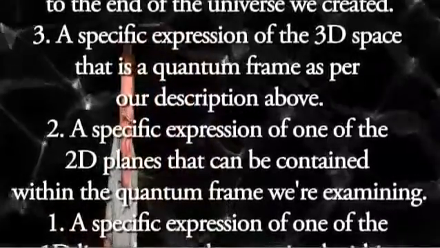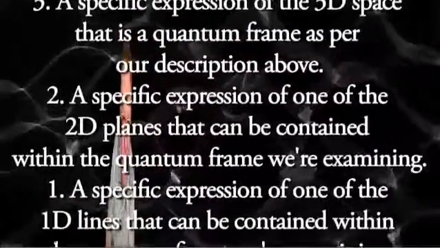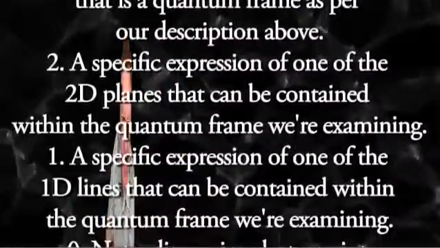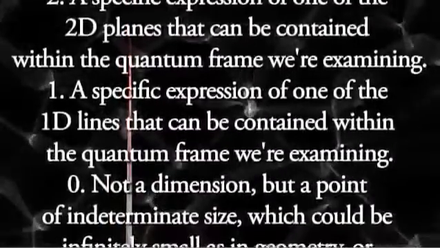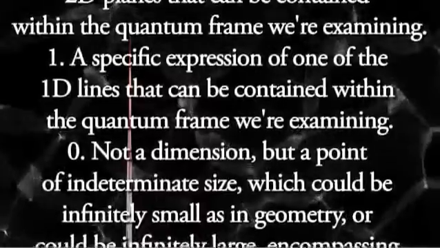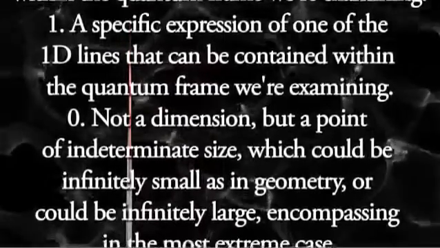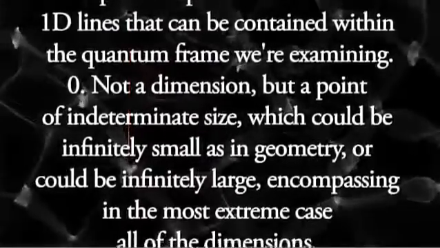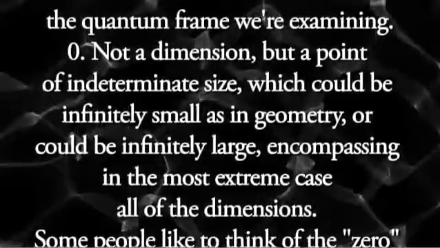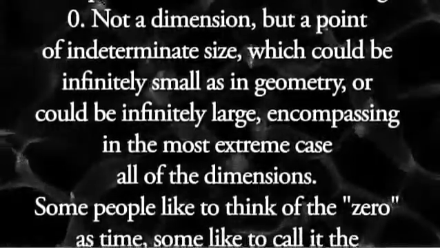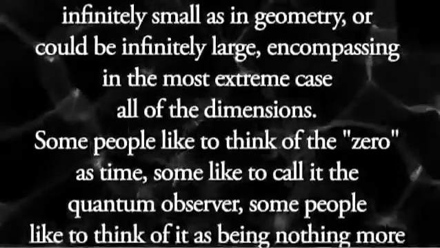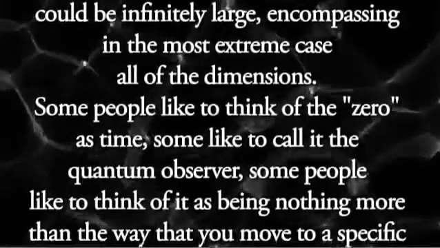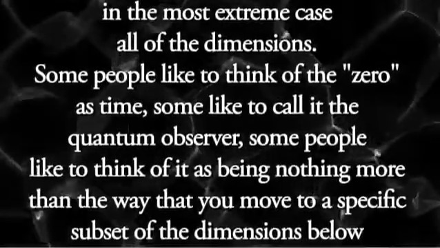3 is a specific expression of the 3D space that is a quantum frame as per our description above. 2, a specific expression of one of the 2D planes that can be contained within the quantum frame we're examining. And 1, a specific expression of one of the 1D lines that can be contained within the quantum frame we're examining. 0, not a dimension, but a point of indeterminate size, which could be infinitely small as in geometry, or could be infinitely large, encompassing, in the most extreme case, all the dimensions.